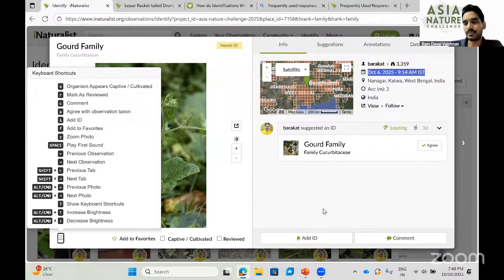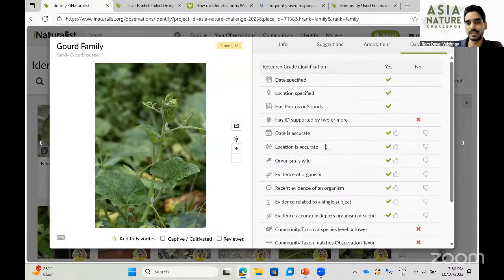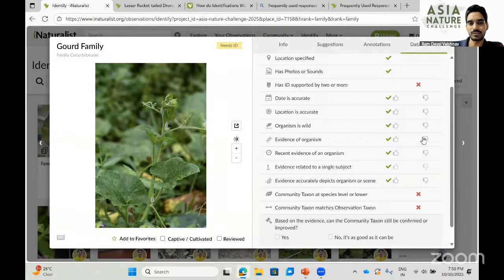Now that we have some time, maybe you can also show the data quality tab here. If you find any issues with the observations, you can always go to data quality. Let's say someone has uploaded a photo of burnt wood, or a photo of a cloud, thinking we could upload it. In that case, you can mark the respective research grade qualification as none. There is something called evidence of organism. You can just say there is no organism in the photo. This is how you can mark photos which do not have anything.